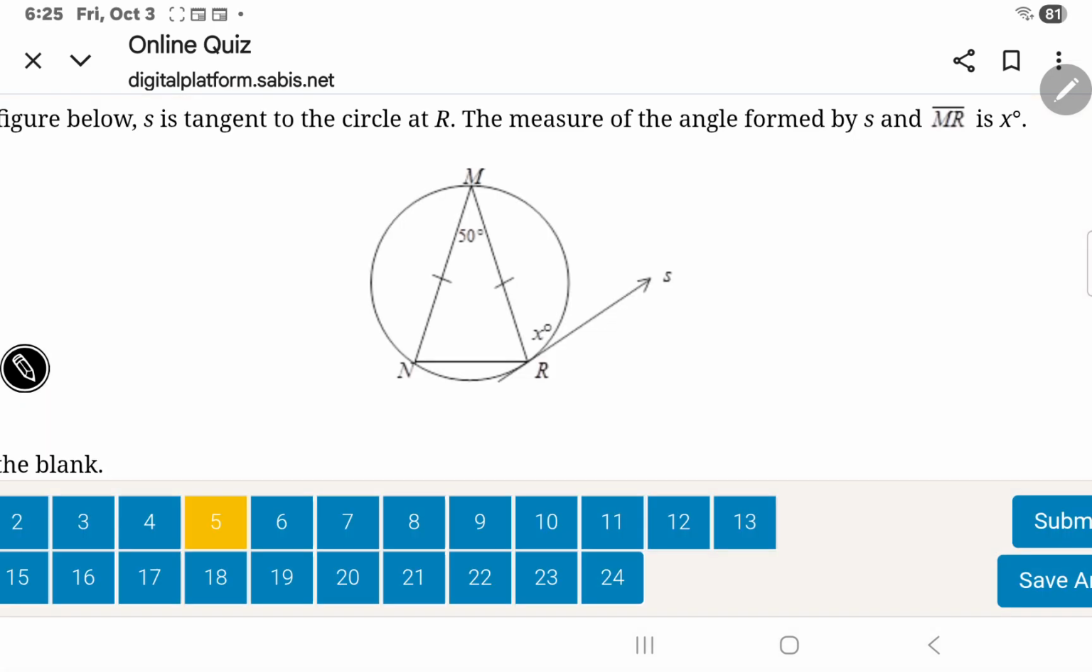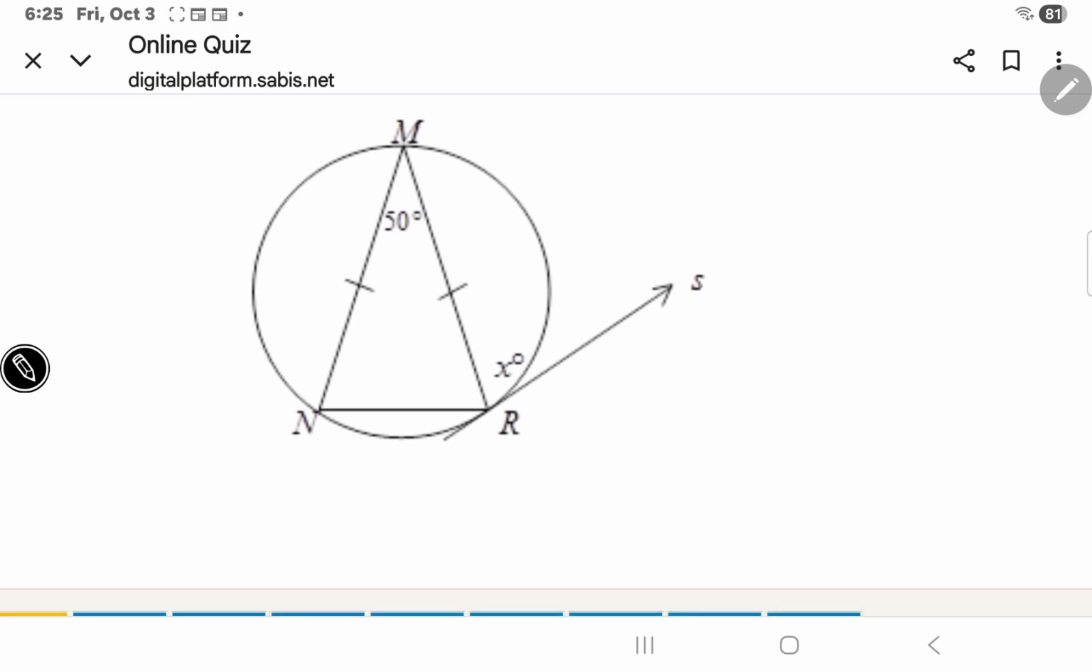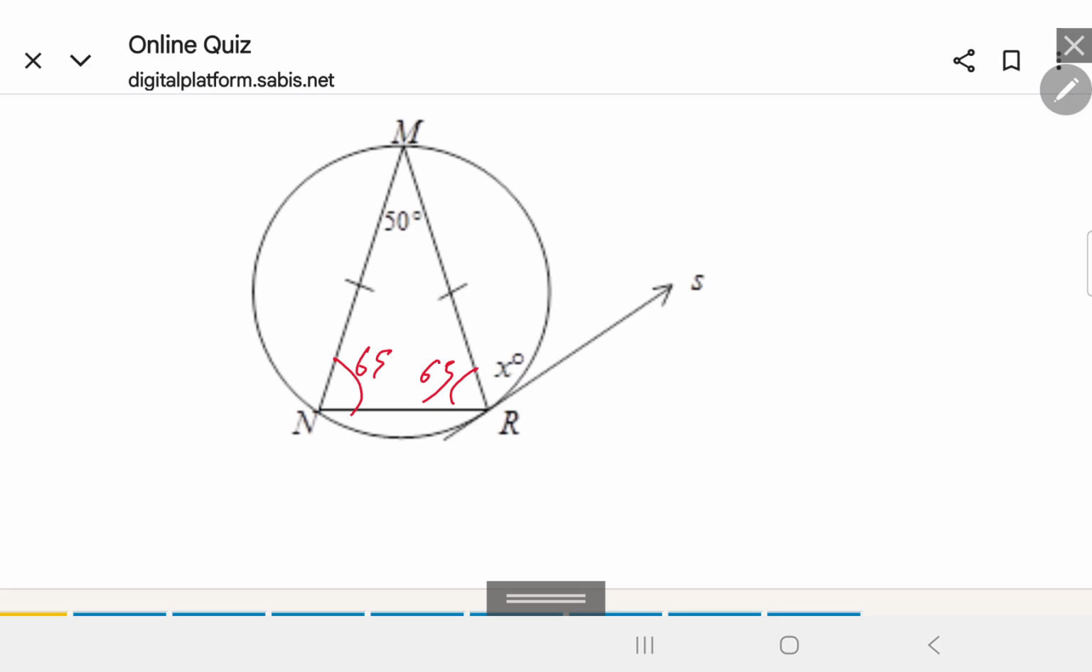Number 5. Here you have an isosceles triangle. So 180 minus 50, you have 130. This is 65 and this is 65. Also, the sum of angles in a triangle is 180. So you can directly say that this angle is also 65 because it subtends this arc. So these two angles, this one and this one, are equal.